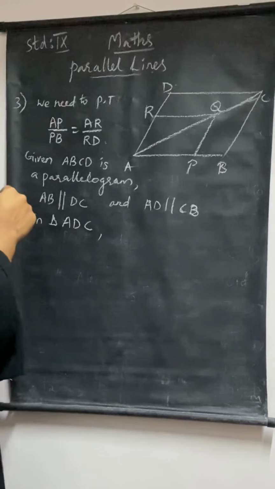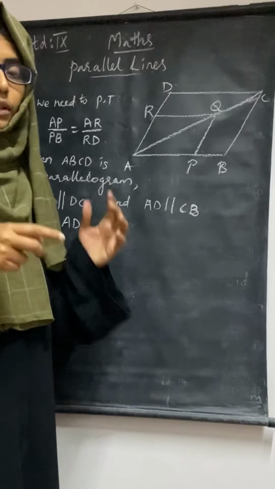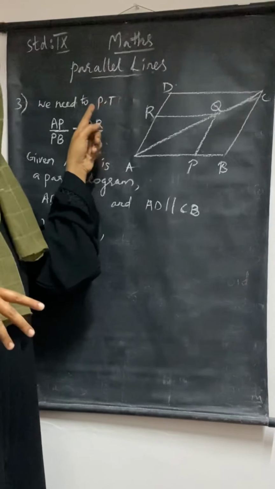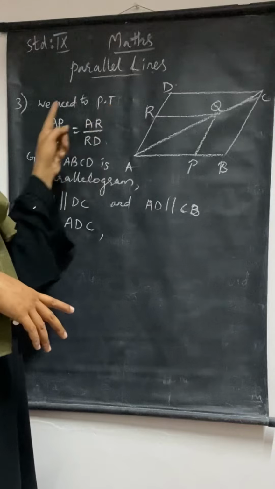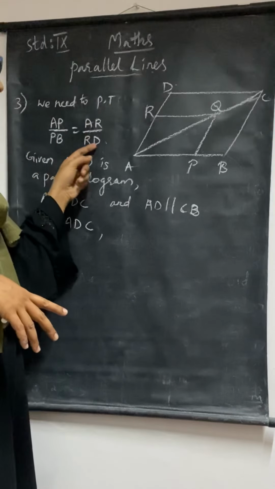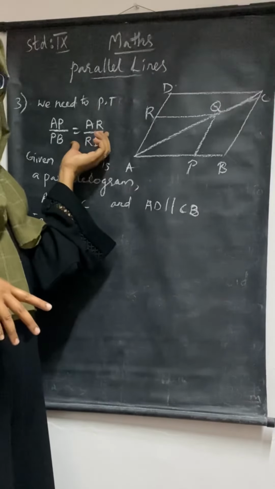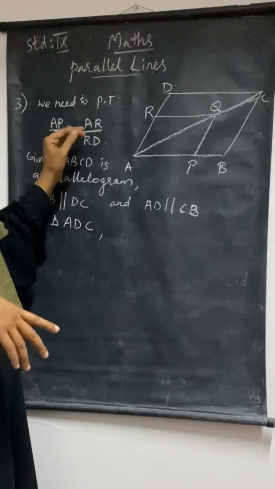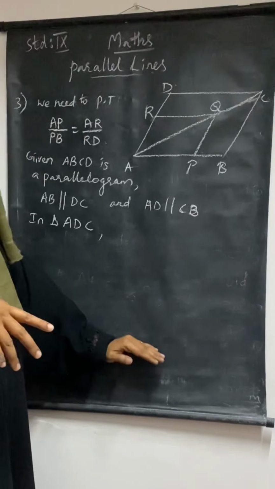Before doing all those things, see the question: what you have to prove? That you have to write. We need to prove that, PT means prove that, okay? We need to prove that AP by PB is equal to AR by RD. This is actually the question. So at the end, your answer should be this.